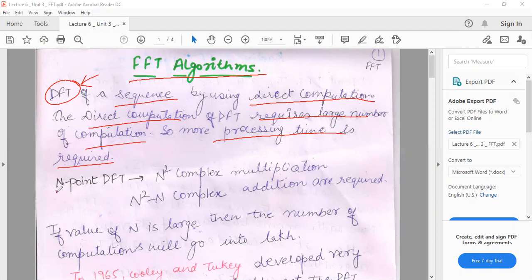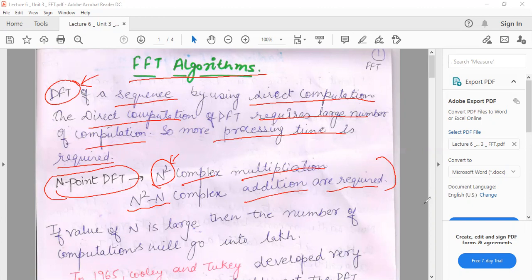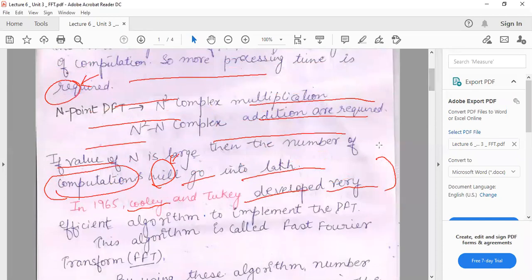Now, for any N-point DFT, there are N squared, N raised to the power 2, complex multiplications required. Okay, and similarly, if we talk about the additions, N squared minus N complex additions are required. So this huge amount of computation or mathematical processing is required in case of the DFT, right?